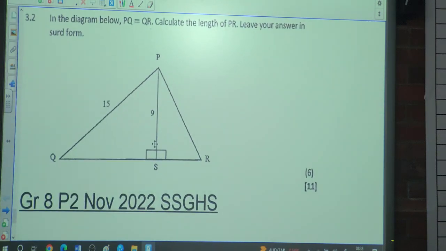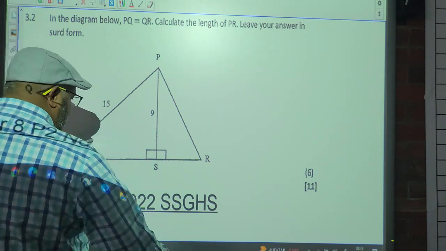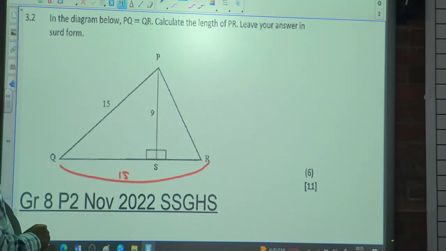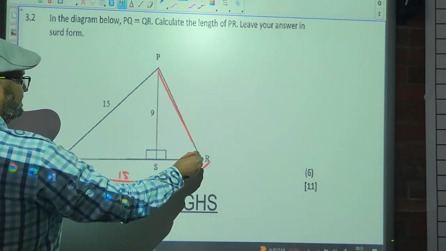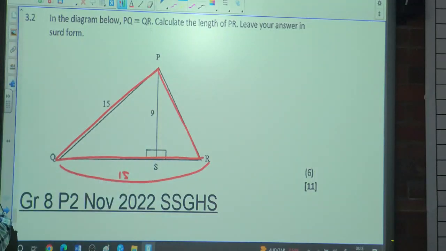In the diagram below, PQ is equal to QR. Now if PQ is 15, what is QR? 15 as well. Calculate the length of PR. Leave your answer in surd form. PR is going to be this length. Now people, is this triangle PRQ a right-angled triangle? No. So I can't use that.